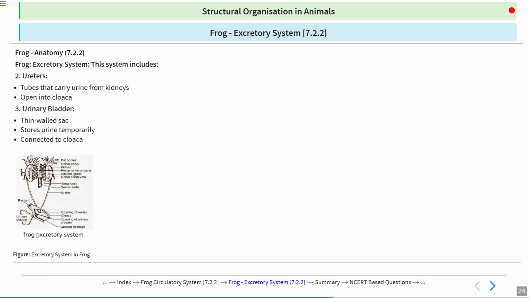So here you can see this urinary bladder. This is attached to this cloaca part, and this is the opening. So all the urine goes to this urinary bladder, and from time to time it is released out from this cloaca.